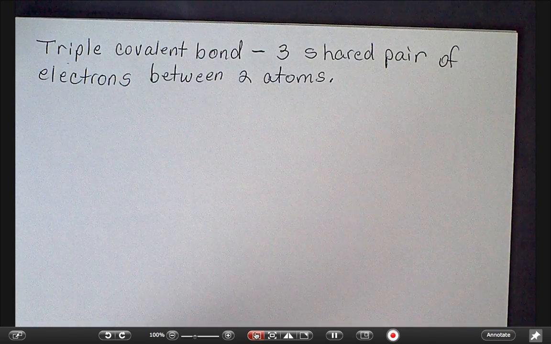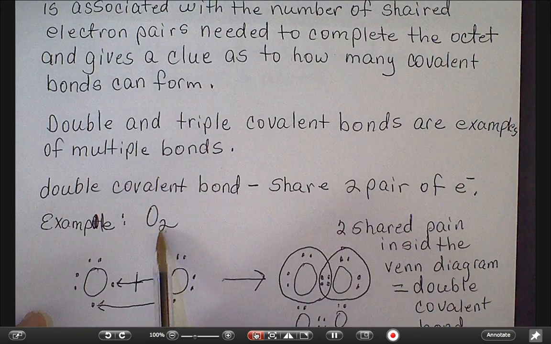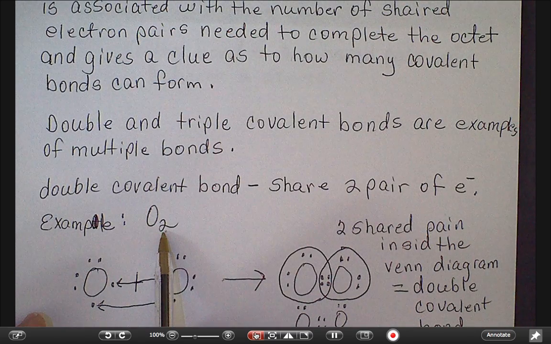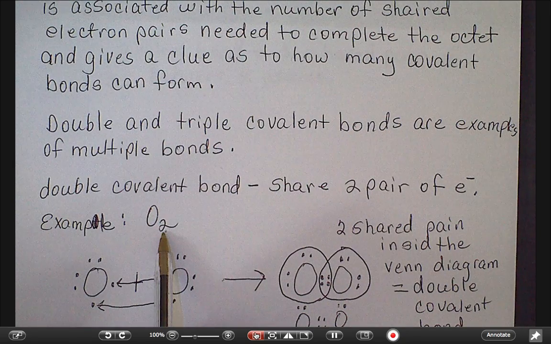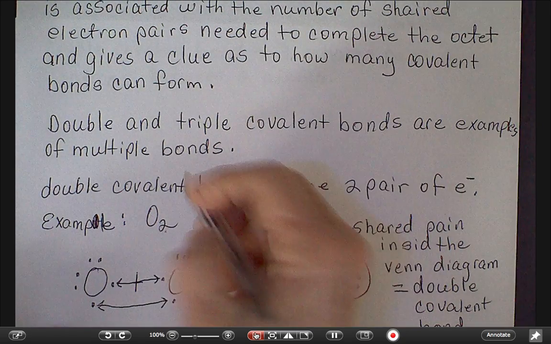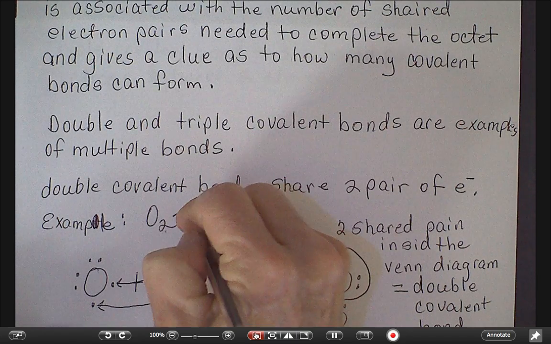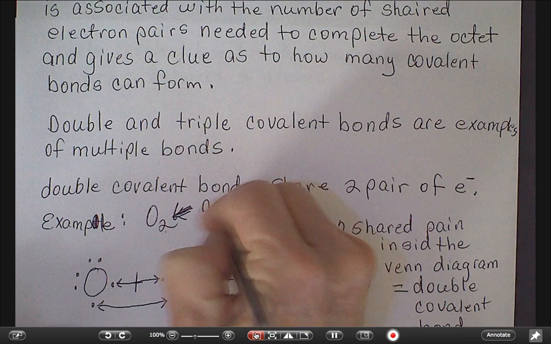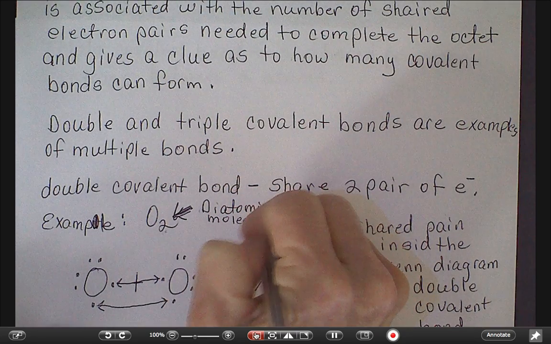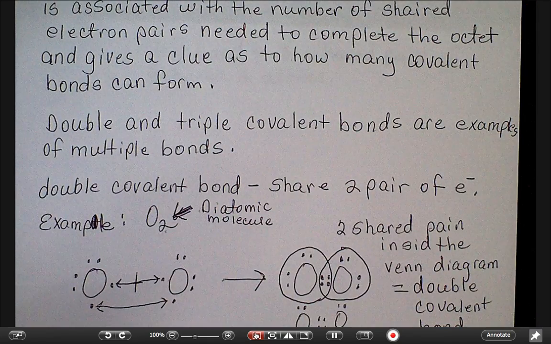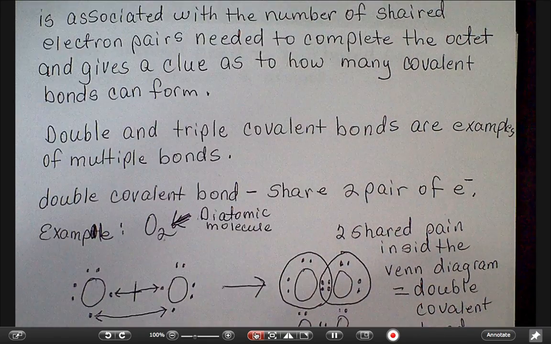Oh, let me go back and look at this. Everybody, do you have your notes from yesterday handy? What was O2 called? What was it a member of? Diatomic molecules. Diatomic molecule. And we're going to learn how to memorize those.